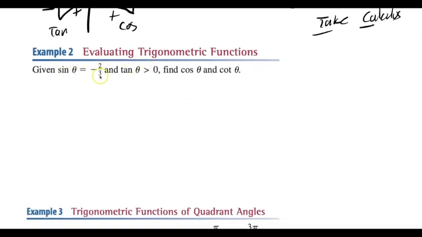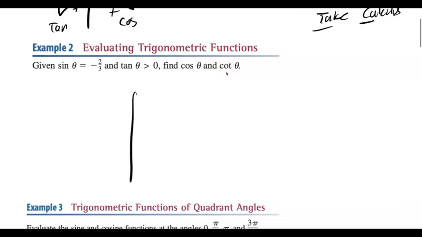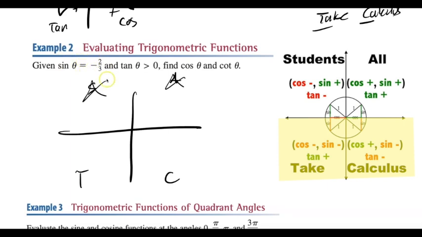Given sine of theta equals negative 2/3 and tan is greater than 0, find cosine and cotan. So what we're going to do is build a little triangle, like I always like to do. We know a couple things. We know sine is negative. If we do All Students Take Calculus, we can't be in quadrant 1 or 2 because sine is positive in those two quadrants. A stands for all positive. S is for when sine is positive. Tan is positive, so it must be quadrant 3. That's the only one where tan's positive and sine's negative.